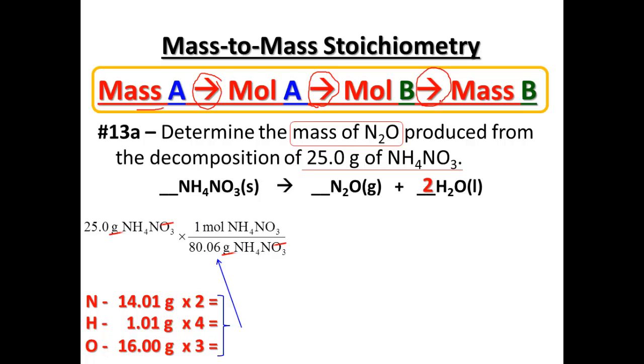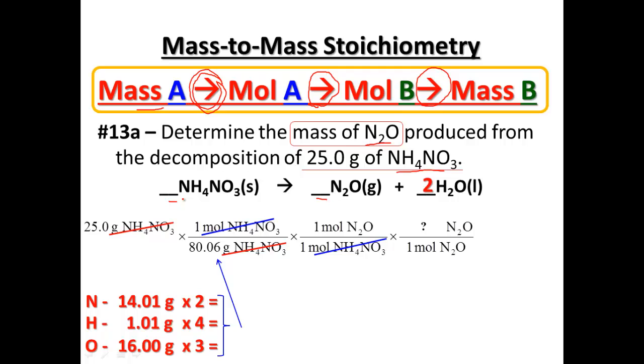So as we're going, in our first step, grams of ammonium nitrate cancel grams, leaving us with moles. So we've done our first conversion. From here, we need a mole to mole ratio to go from ammonium nitrate to N2O. And in this case, it's a 1-to-1 ratio. So 1 mole of N2O on top, and 1 mole of NH4NO3 on the bottom. Moles cancel moles, leaving us with N2O.